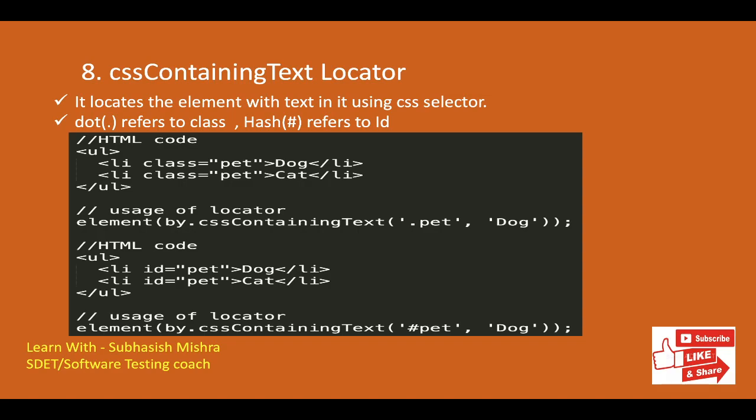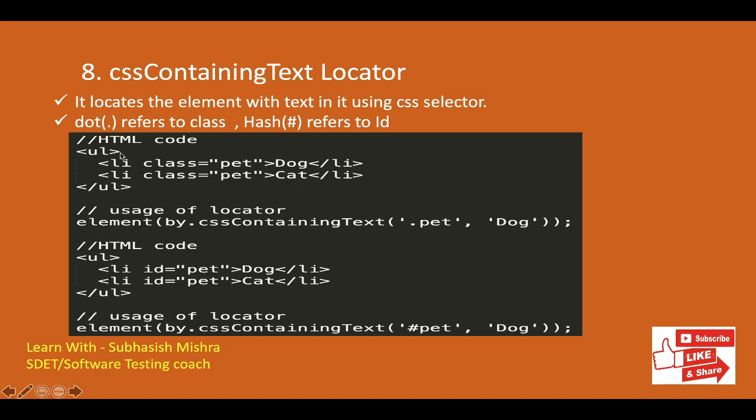CSS is known as cascading style sheets and it is defined to display HTML in structured and colorful styles applied to the web page. In CSS there are two special characters which have an important role to play. One is dot, one is hash. So dot refers to a class whereas hash refers to an ID.